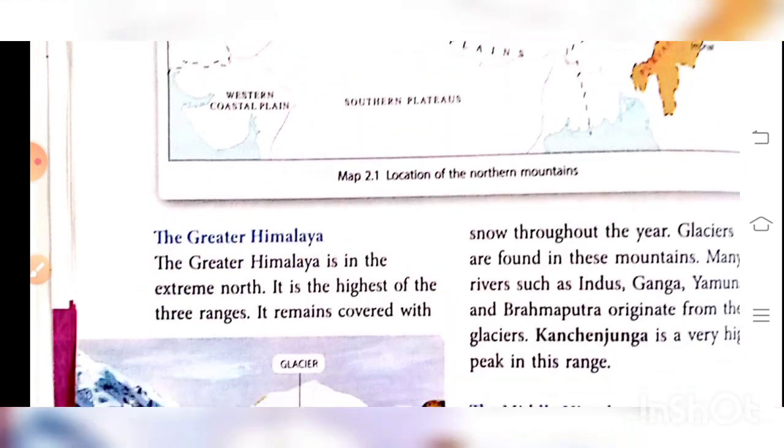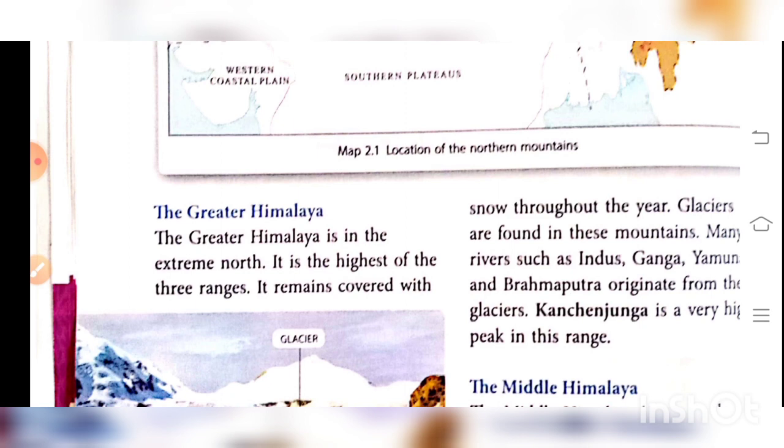Now let us see the Greater Himalaya. The Greater Himalaya is in the extreme north. It is the highest of the three ranges. It remains covered with snow throughout the year. Glaciers are found in these mountains. Many rivers such as Indus, Ganga, Yamuna and Brahmaputra originate from the glaciers. Kanchenjunga is a very high peak in this range.